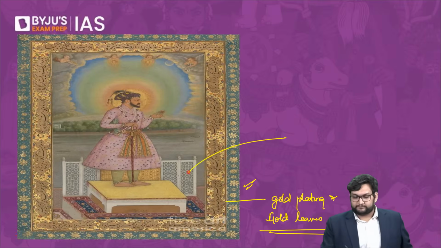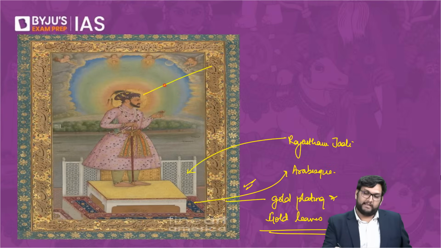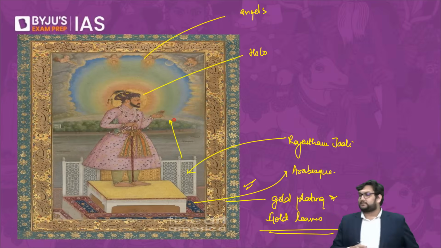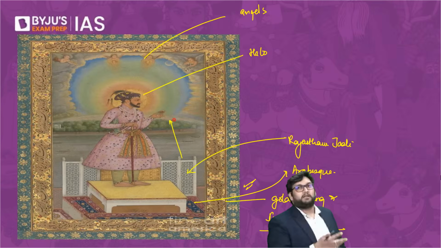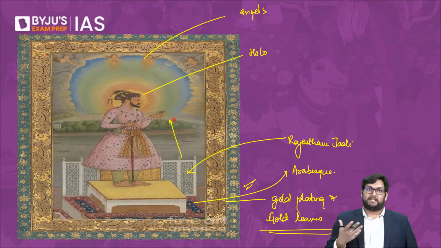You can see the Rajasthani jali. You can see in a way the arabesque. Thereafter, halo, angels. The fact is, there is depth in the image. Sir, are those angels? Yes, the standard Christian imagery of angels. It's been taken up by Shah Jahan also. So he's taken it to a high point.